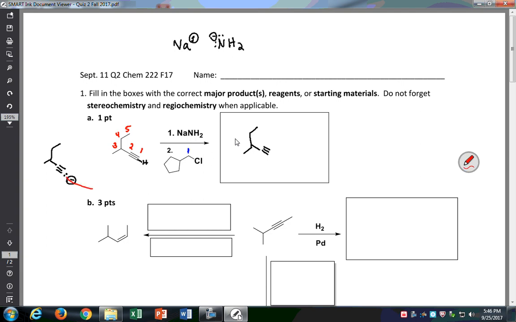And this is the mechanism of this step. It's just an SN2 mechanism. So we were retaining that triple bond. And again, our triple bonds are linear.